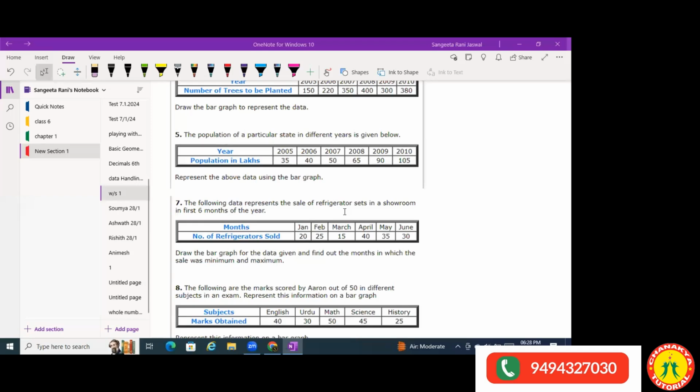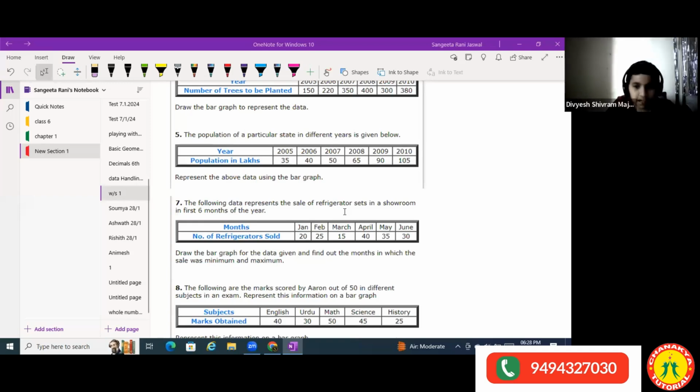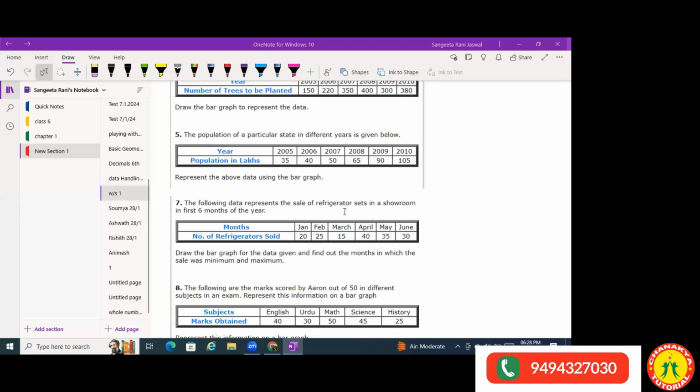Graph questions you will surely get in your exam, okay? This is for sure. Bar graph especially. And for us, the data handling chapter is deleted for the annual exam. Okay. But we have... so sad.